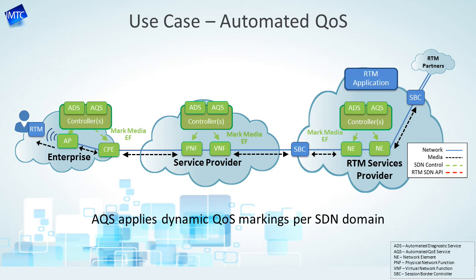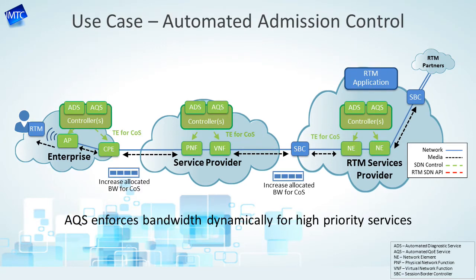Another use case is admission control. In this case, let's say there are too many calls on the network. A customer will only get an SLA from a service provider for so much video or voice. And unfortunately, when you exceed the SLA, it's not just the last call that suffers, every single call will suffer.